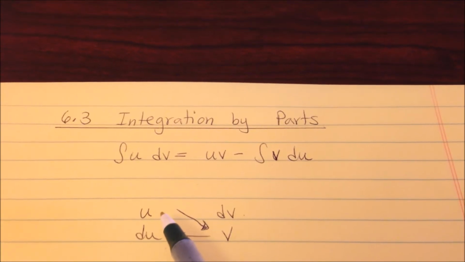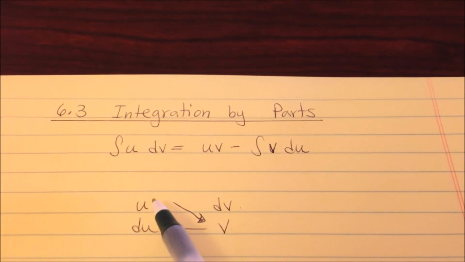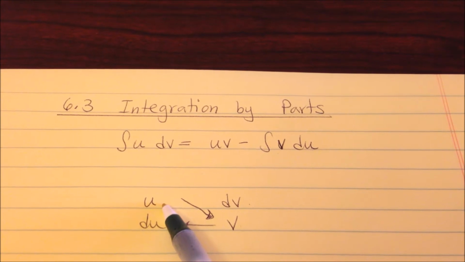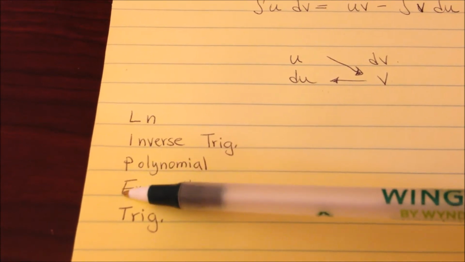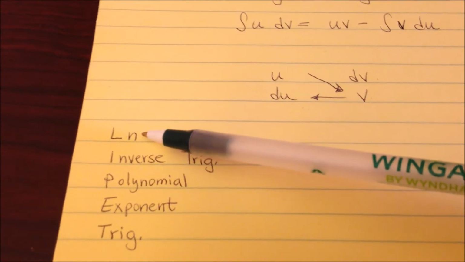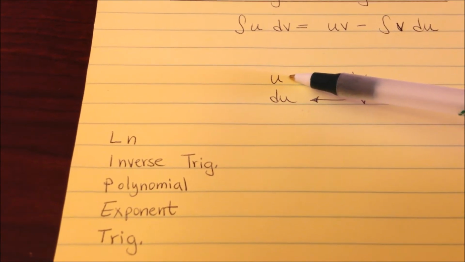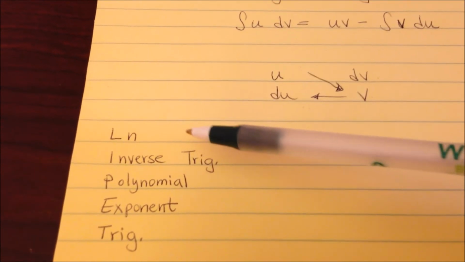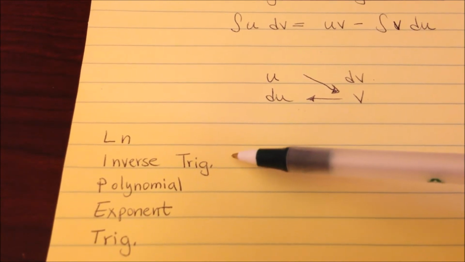Now the tricky part is actually selecting what u is, finding u. To figure that out, there's an acronym that I use for finding u, and it's called the LIPET method, because it's L-I-P-E-T. So if you have an ln function, that's the priority that you're going to use to find what u is. If it's not ln, then it's an inverse trig, which is usually the arcsine, arccosine, or arctangent.